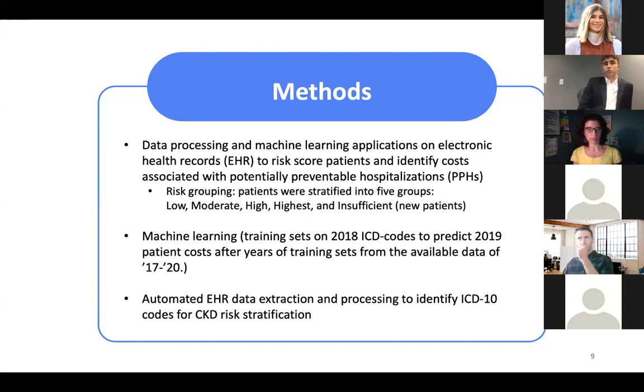Our machine learning models were initially trained on all available data that we had from 2017 through 2020 to create a baseline and kind of hone accuracy. The models were then tested on a training set of 2018 ICD-10 codes, and these are basically codes to classify diseases. And we did that in order to predict patient cost in 2019. So finally, through similar risk stratification and automated data processes, we identified ICD-10 codes associated with chronic kidney disease and then completed a sub-analysis on the affected patients of our sample. We'll dive into that sub-analysis later on.